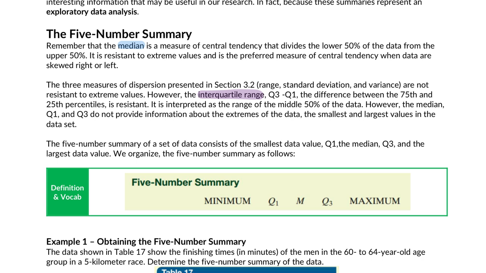So a 5-number summary is a set of data that consists of the smallest data value, Q1, the median, Q3, and the largest data value. And we literally just list them like it shows you. We would have the minimum value, quartile 1, our median, quartile 3, and our maximum. That is the 5-number summary.